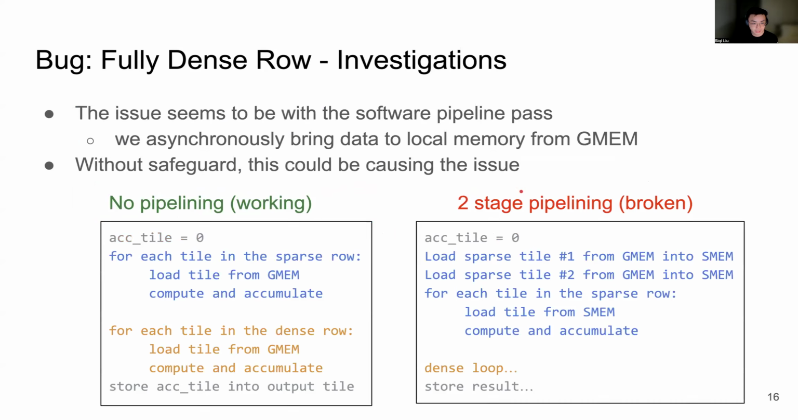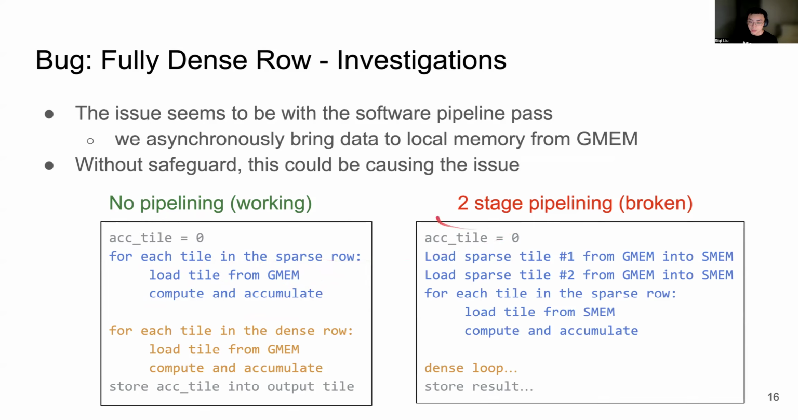So from some initial investigation, we think the problem has to be with the software pipeline pass. And what this pass does is it brings data to local memory from the global memory. So down here are two examples. On the left is no pipelining, and this is working fine. And what it looks like is when we are computing the sparse row tiles, for each tile, we're going to be loading from global memory and computing them. But this is kind of slow because loading from global memory is way slower than loading from local memory.